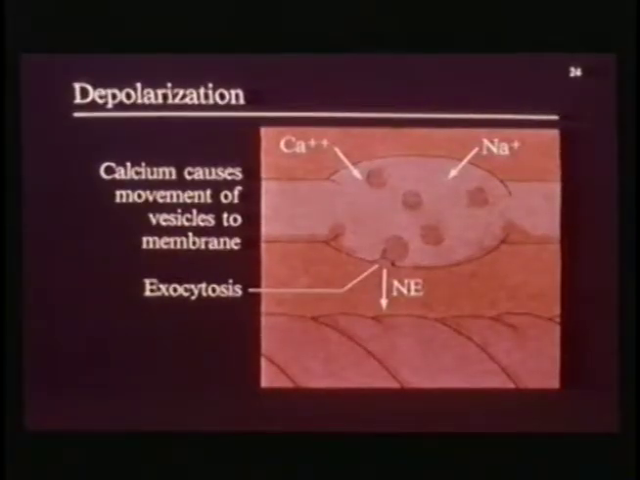24. When an action potential depolarizes the nerve axon, calcium and sodium ions enter the neuron. Calcium is believed to cause movement of the storage vesicles to the cell membrane, where they fuse with the membrane and release their contents into the interstitial space by a process called exocytosis. The following slides describe the fate of the norepinephrine released from the storage vesicles.